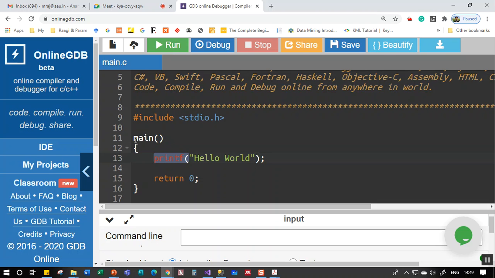printf is also a function. Like main, printf is also a function. Is this clear to you?